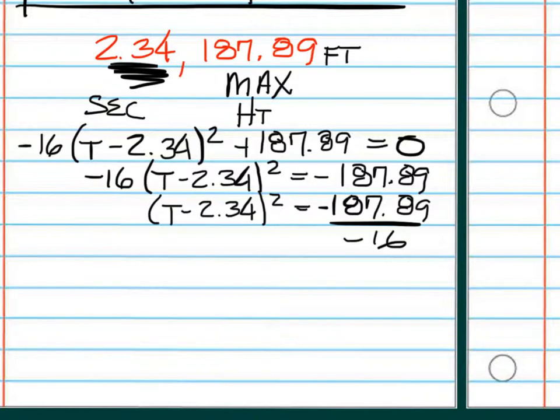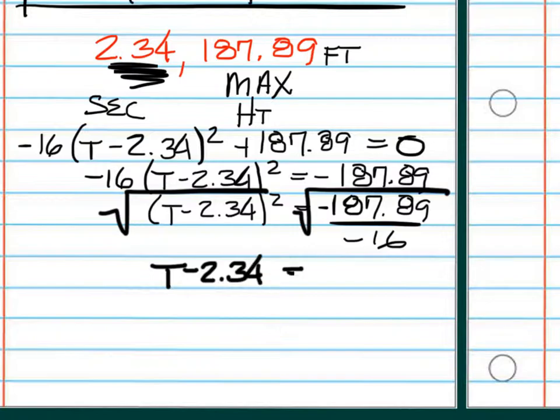And then find the square root of both sides. That's going to leave me with this. If I do the square root of both sides, I'm left with this. And then I'm going to have square root of that quantity, so I'm going to do that in the calculator. Double negative, so it comes out to be positive. 187.89 divided by 16. And it comes out to be 3.43.